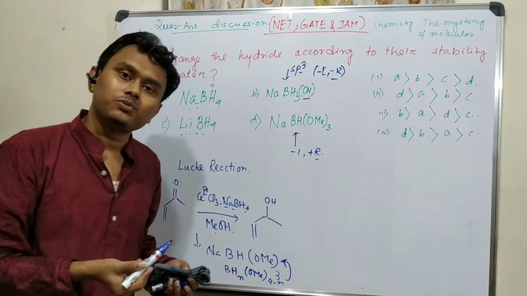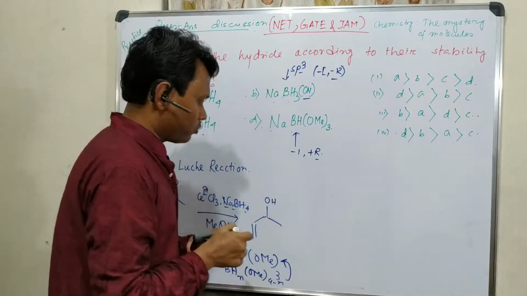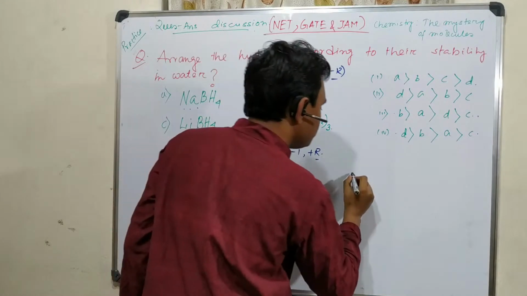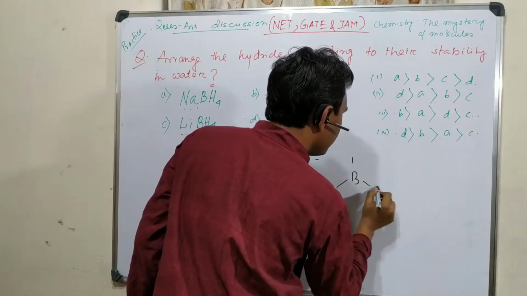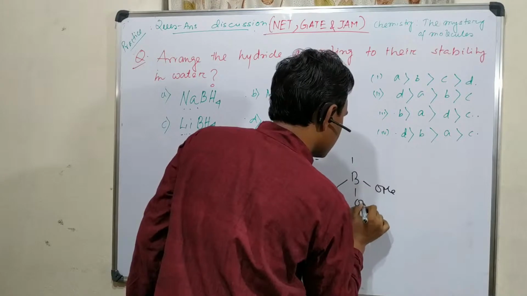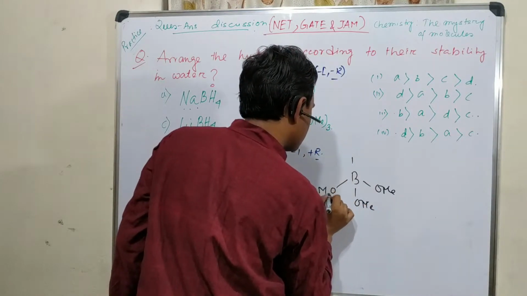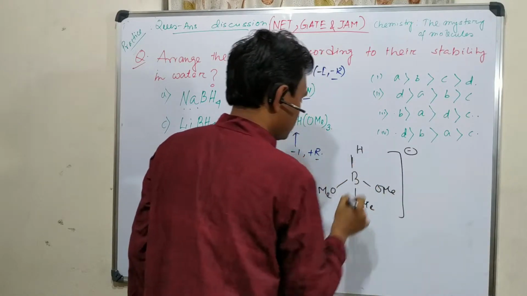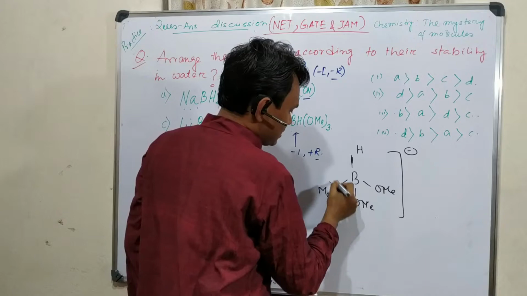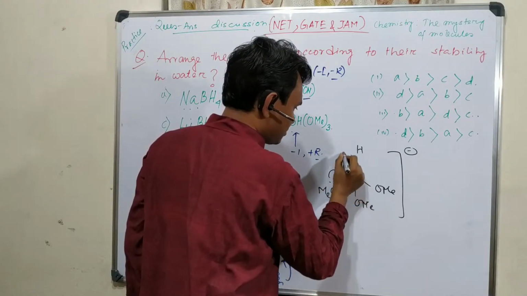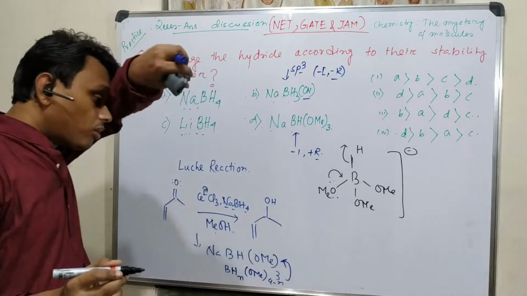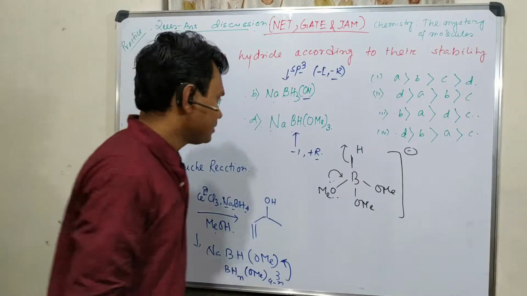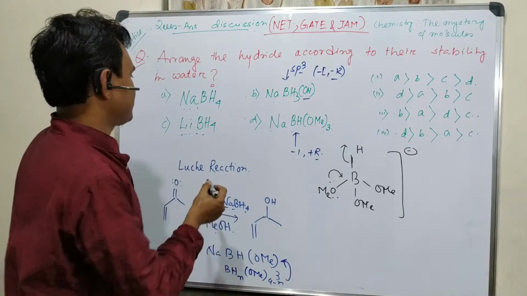More reactive means less stable in water. Another explanation is that in the case of BH(OMe)3 there is a formal negative charge on boron. This pushes, so the hydride can go. From that point of view, this is more reactive. So what will be the right answer?